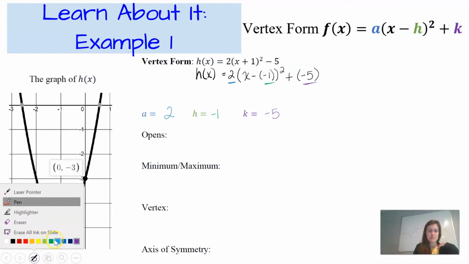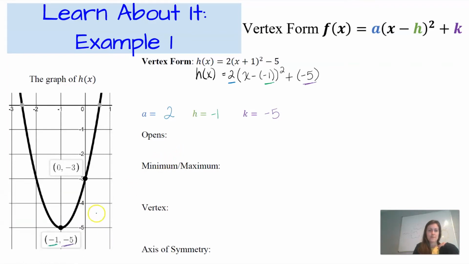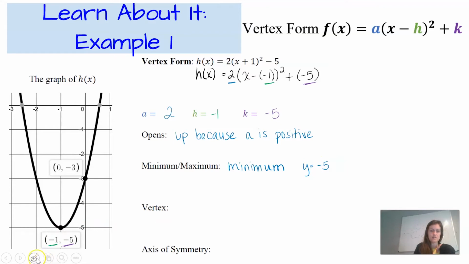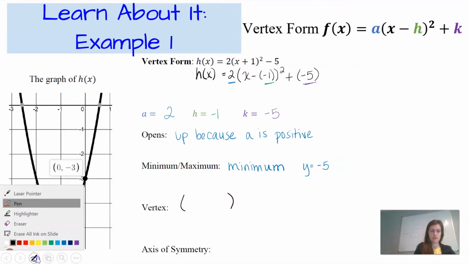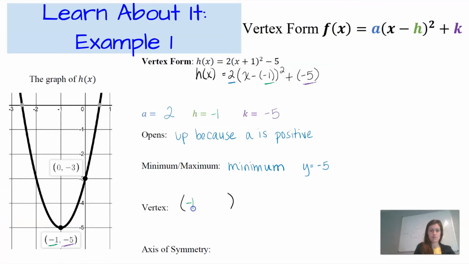So now let's fill in the rest of my table. So I can see that the graph opens up because I can see that, but also because a is positive. There is also a minimum value. My minimum value is y is equal to negative 5. And my vertex is negative 1, negative 5. Let me get that comma in there.